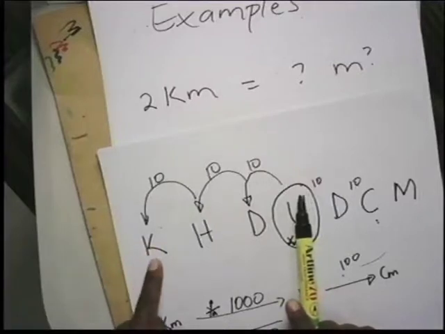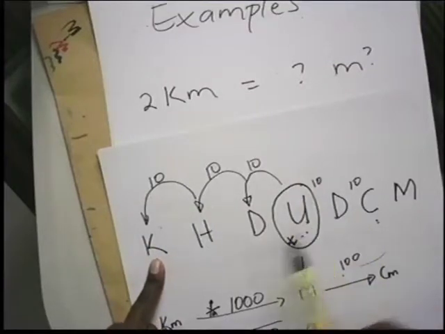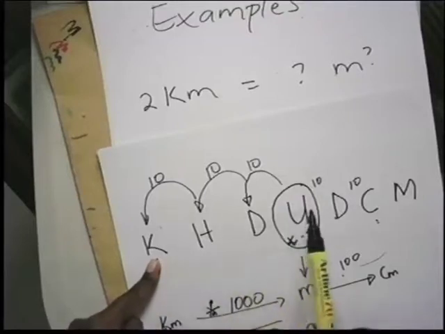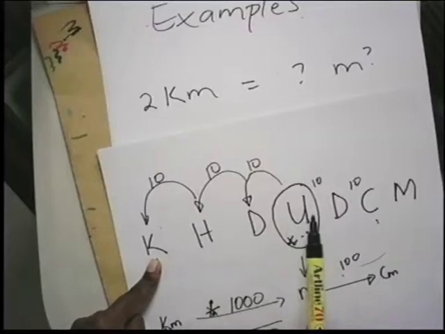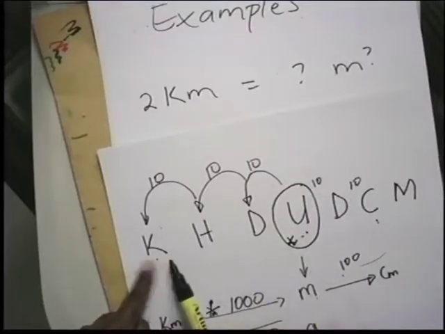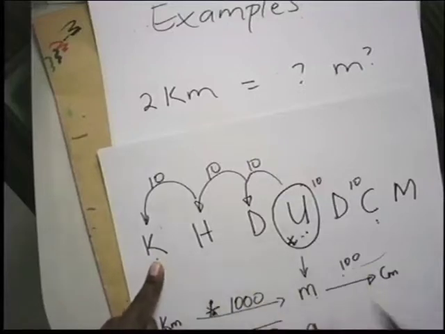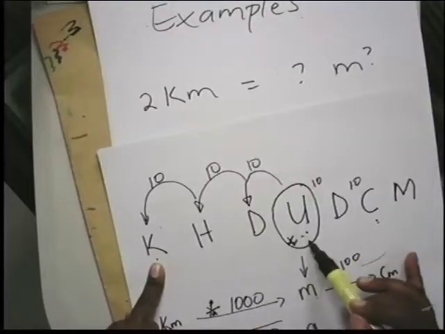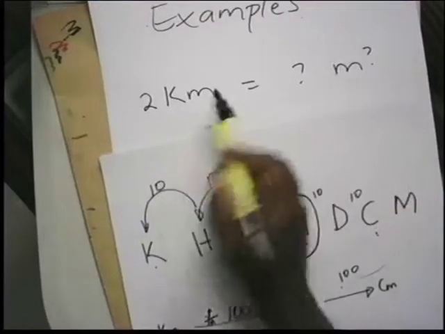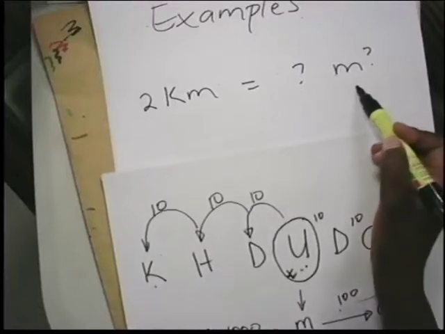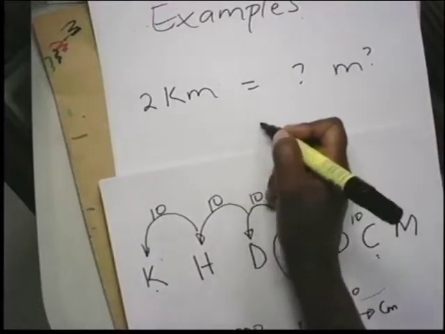Now moving from kilometer to meter. Kilometer is bigger, meter is smaller. So when you are moving from bigger to smaller, you multiply. When you are getting from bigger to smaller, the unit that you are getting is smaller, then you must multiply. That means in this case, from kilometer to meter, because the meters are smaller, we have to multiply.